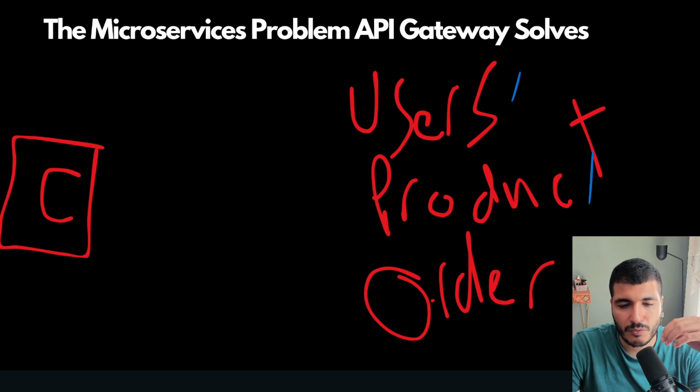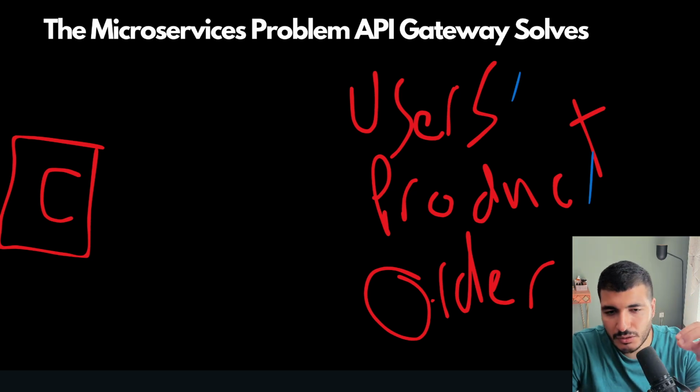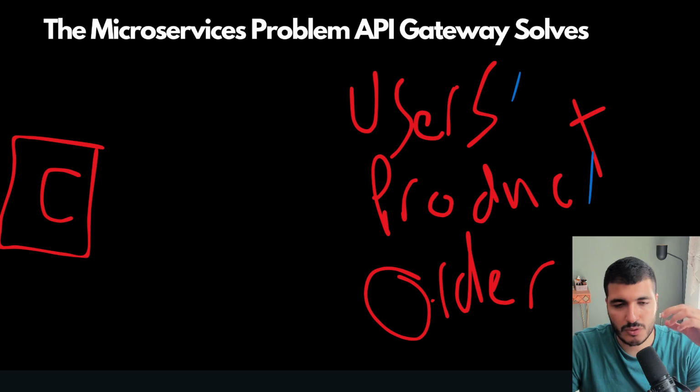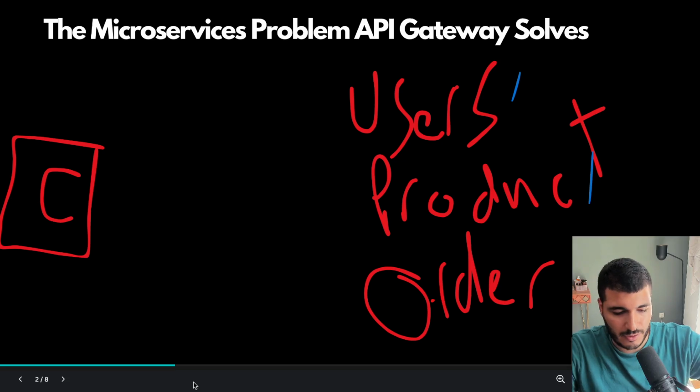This complexity on the client side, coupled with the management headache on the server side, highlights the need for a central orchestrator, which is an API gateway. But what is an API gateway?